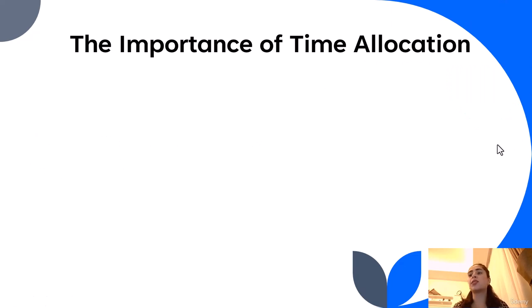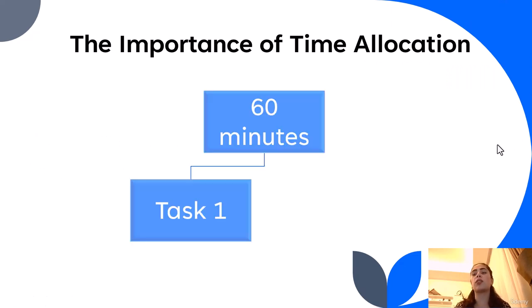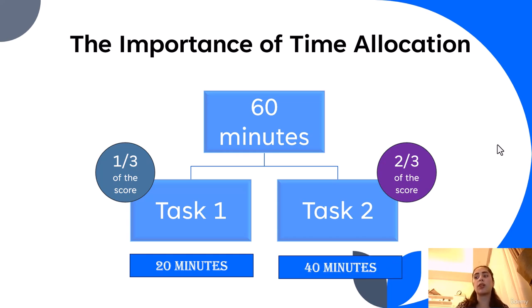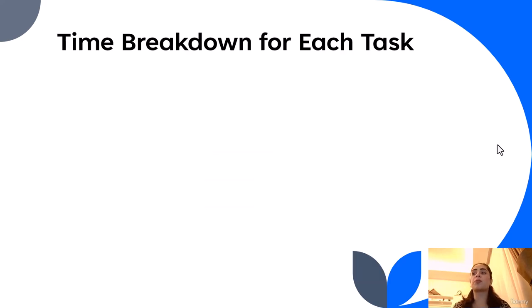First, let's talk about the overall time structure. You only have 60 minutes to complete both task 1 and task 2. Task 2 is worth twice as many points as task 1, so it's essential to allocate your time accordingly. A general recommendation is to spend around 20 minutes on task 1 and 40 minutes on task 2, but within that, there is more to consider. Let's break this down further into specific time chunks for each stage of writing.